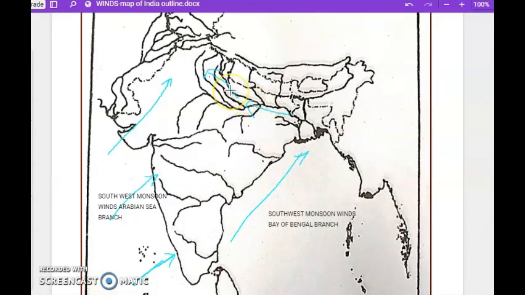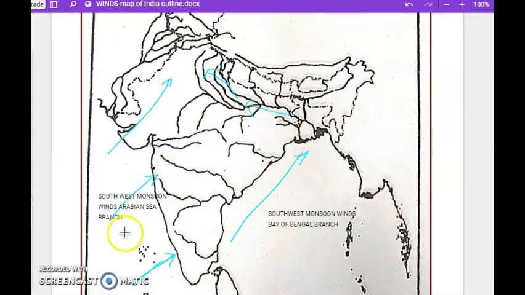Then we move ahead to Lucknow. Again the moisture becomes lesser, and as it reaches Delhi, the moisture content decreases. So the southwest monsoon winds, Bay of Bengal branch, shed less moisture as they move from east to west. But where exactly, children? It's in the plains, northern plains. When we are moving from the east to the west, the moisture content decreases.